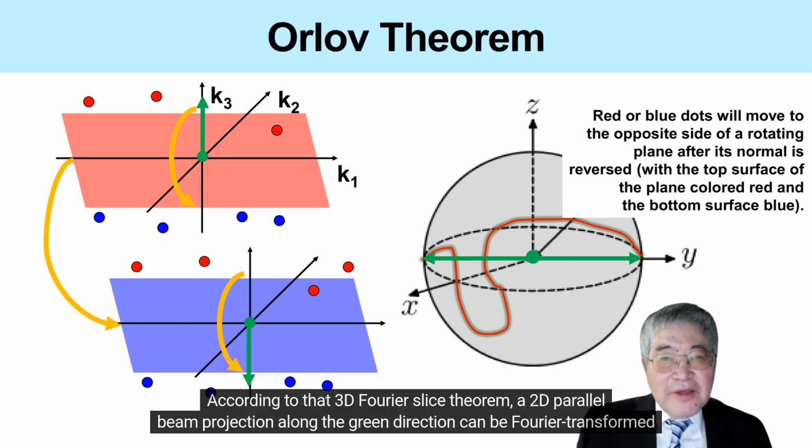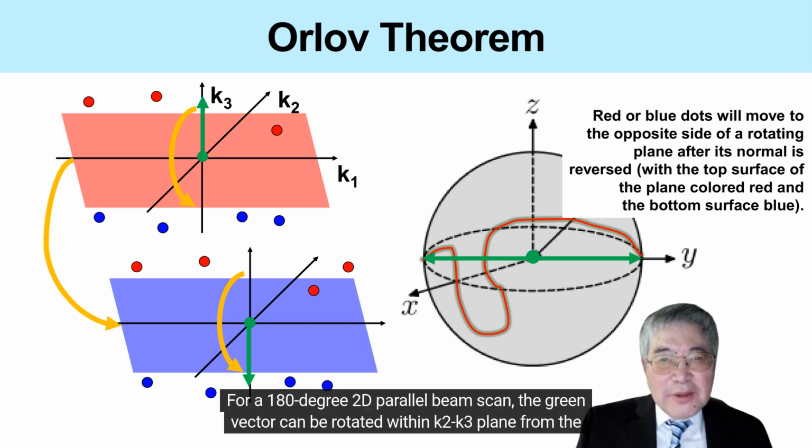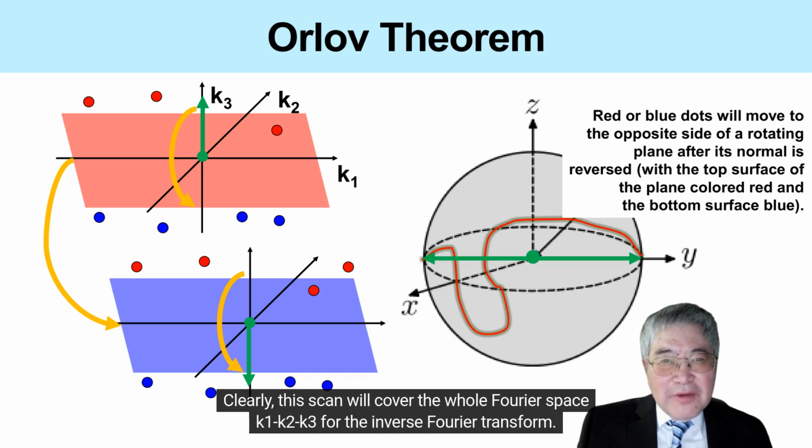According to that 3D Fourier slice theorem, a 2D parallel beam projection along the green direction can be Fourier transformed into the spectrum on the plane orthogonal to the same green direction. For a 180-degree 2D parallel beam scan, the green vector can be rotated within the K2-K3 plane from the positive K3 direction to the opposite direction. Clearly, this scan will cover the whole Fourier space K1, K2, K3 for the inverse Fourier transform.